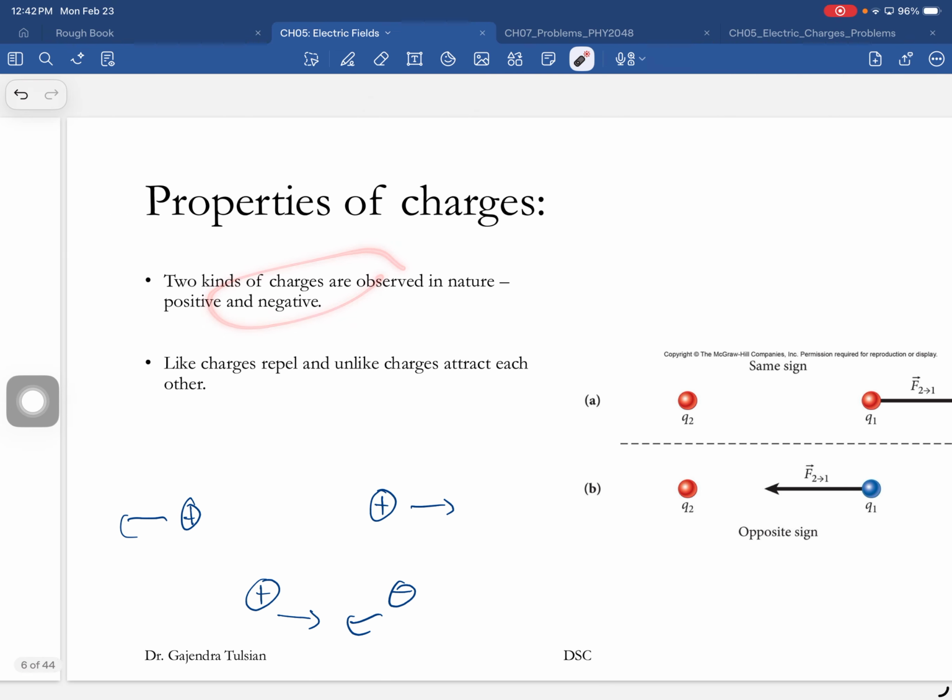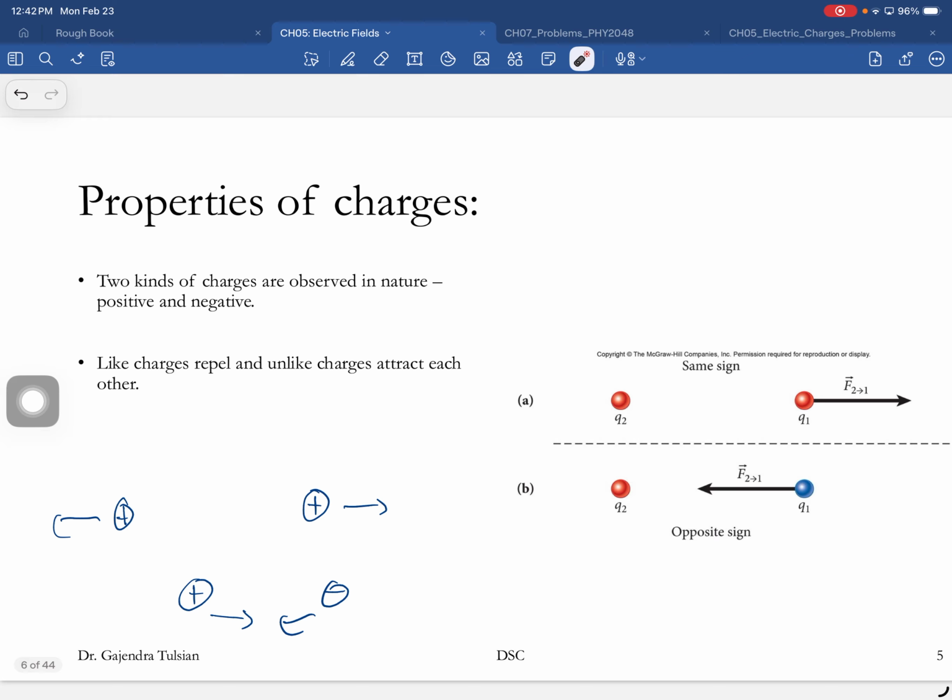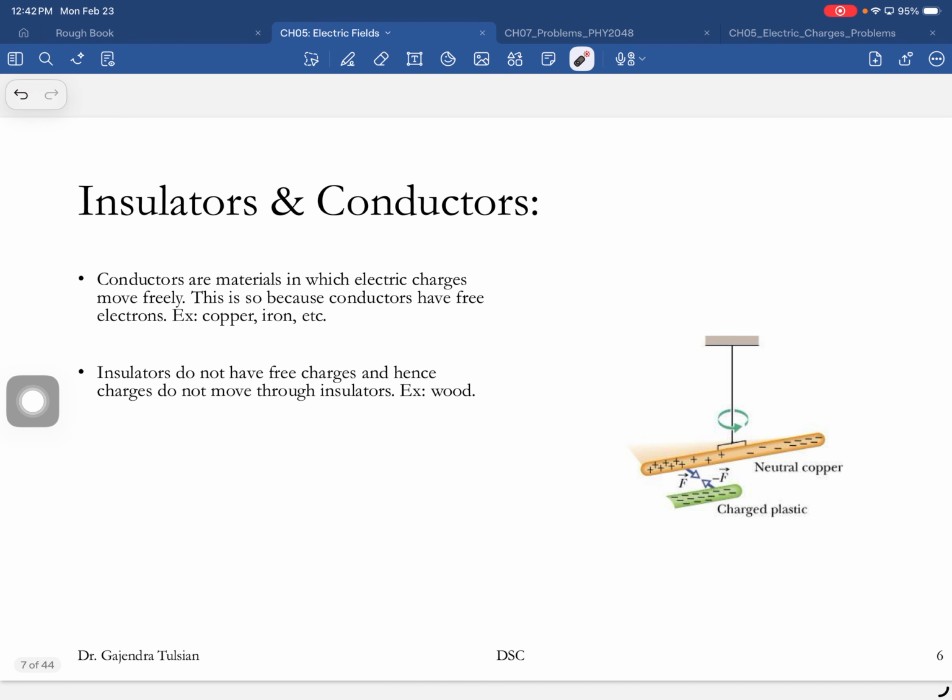There are only two kinds of charges observed in nature, and that's why we call them positive and negative. If there were three kinds of charges, you would have to call them 1, 2, and 3 or something like that. Or RGB colors like you have for quarks and gluons.